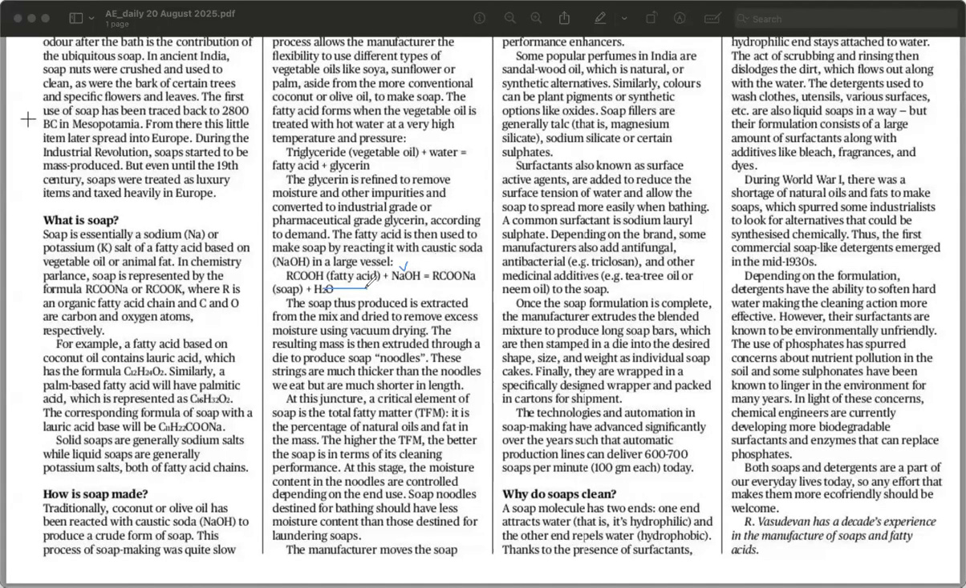Okay, and then the soap, after this, the soap thus produced is extracted from the mix and dried to remove excess moisture, and the resulting mass is then extruded through a die to produce soap noodles. Okay, so these are called soap noodles.